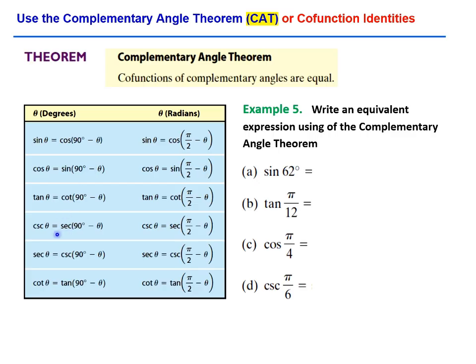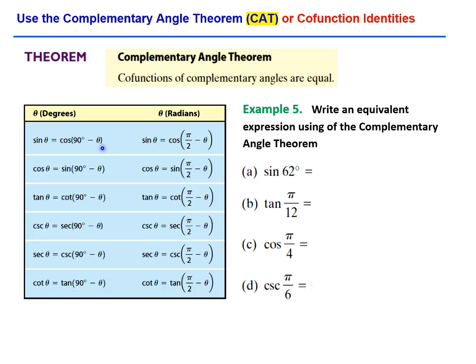And for example, I want to find the value of secant of 90 degrees minus theta. If it's always 90 degrees minus theta, you will have an idea that you will be using CAT. So secant of 90 degrees minus theta, we know that the cofunction of secant is cosecant, and then we get the second angle, which is theta. So that's it. They're equal. And if I want to find cotangent theta using CAT, the cofunction of cotangent is tangent, and the complement of theta is 90 degrees minus theta.